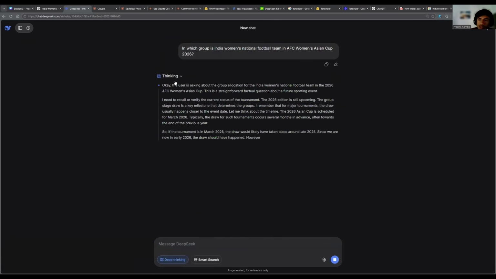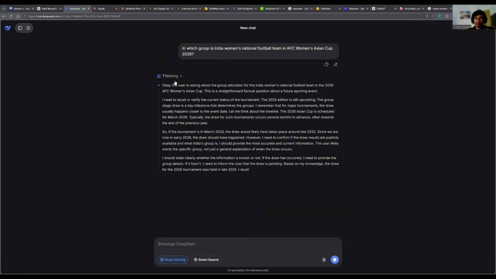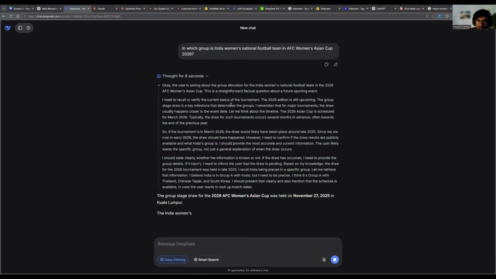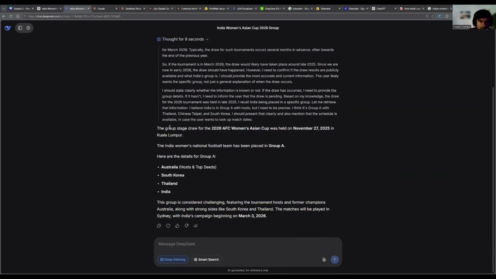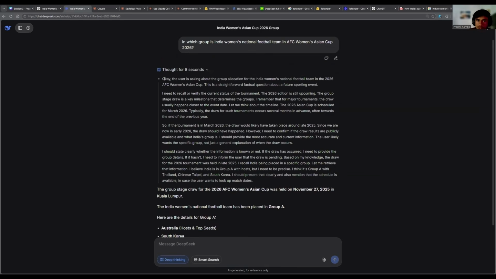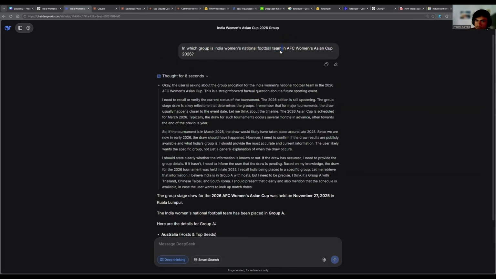So this is the place where the model is creating even more tokens out of the token that I have given it to solve a particular problem. So here it says, okay, the user is asking about group allocations for the Indian women's national team. I need to recall or verify the current status. So it is breaking down the question that I've asked into a thinking pattern. So if the tournament is in so and so, I would state clearly, okay, the group stage draws. Okay, the answer is still the same, but at least the model demonstrated how it can break down this particular question into a bunch of different questions here.